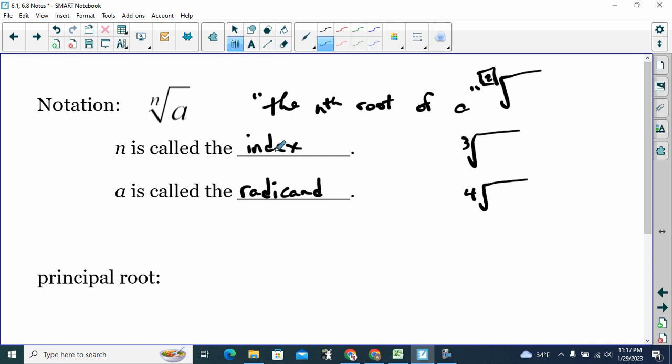The principal root, we actually already talked about that. That's just the positive root. So I'm talking about this notation that is equal to 8. The principal root is the positive square root of 64. So when we write the notation with the square root symbol, that is actually the principal root. That's not asking us to find all square roots of 64.